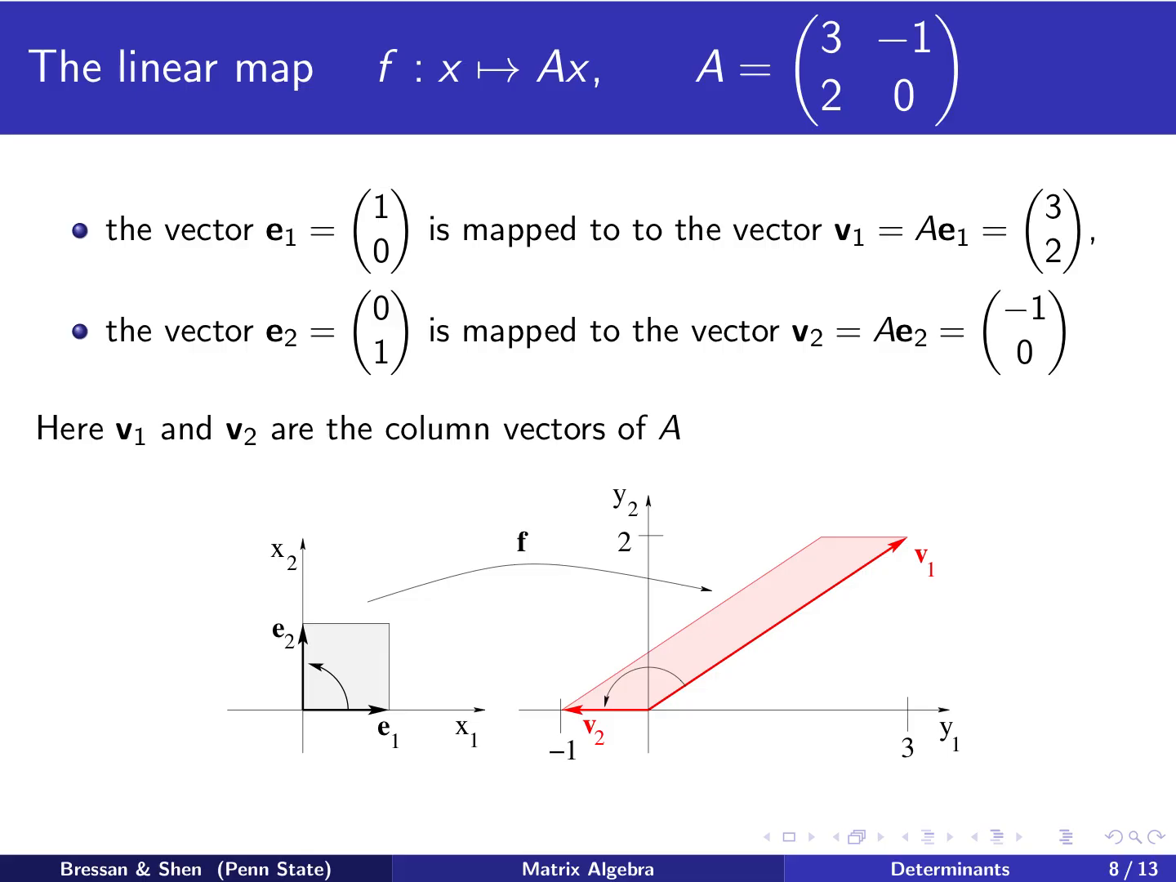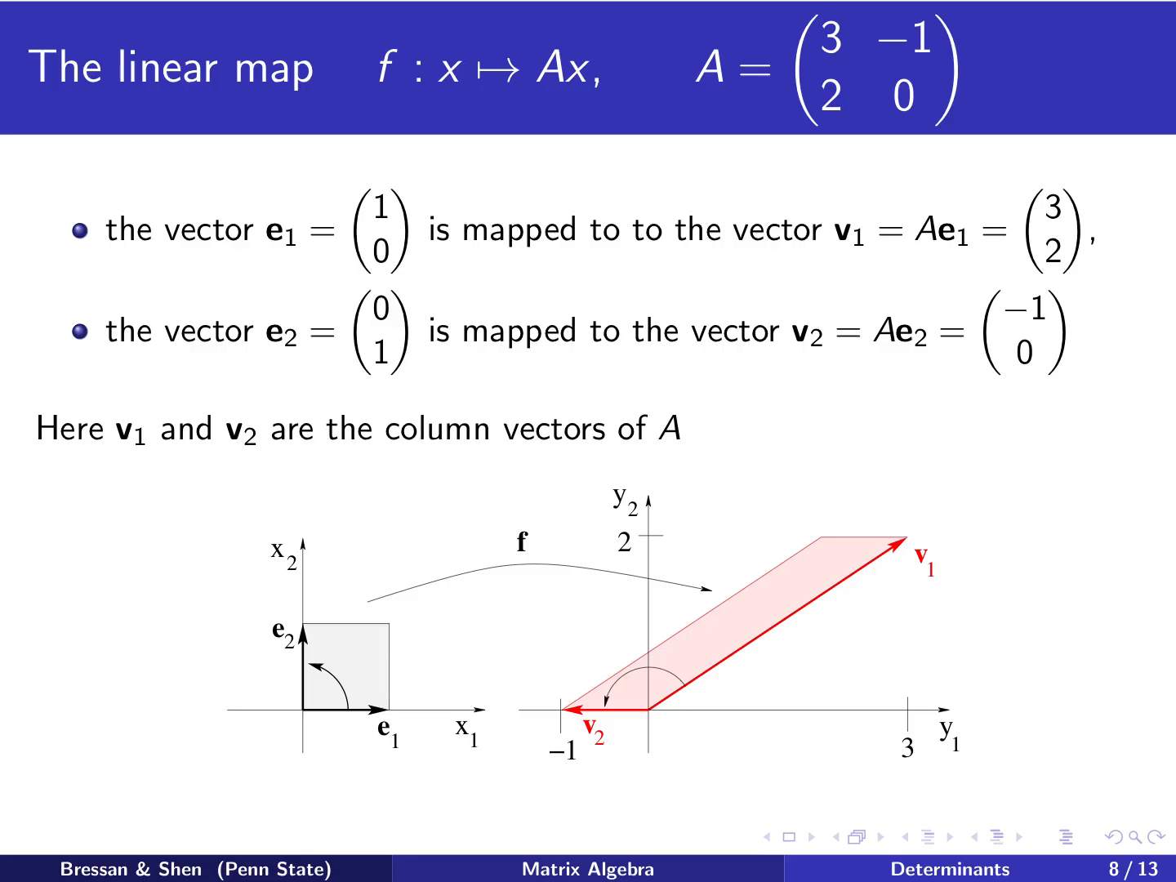Now let's check details of these linear transformations. So first, the F, that is from X to A times X, where A is this matrix. Then we know that the vector E1 is mapped to the first column vector, 3, 2. So this one is mapped to this one, which is 3 and 2. And the second unit vector, E2, is then mapped to the second column, that is -1, 0. So this E2 is mapped to this V2.